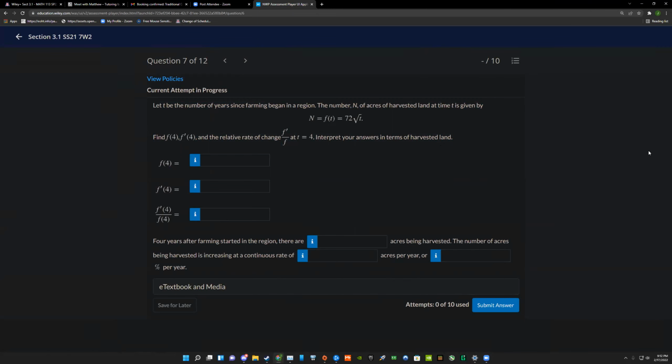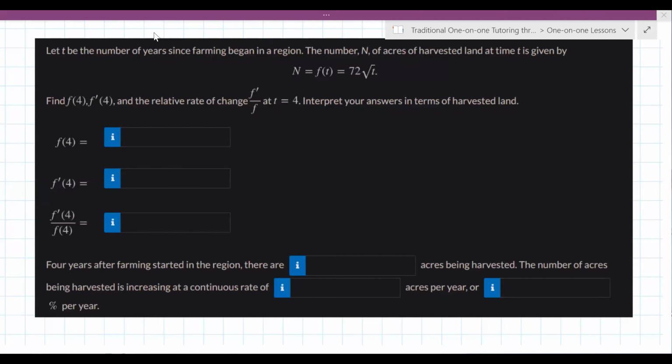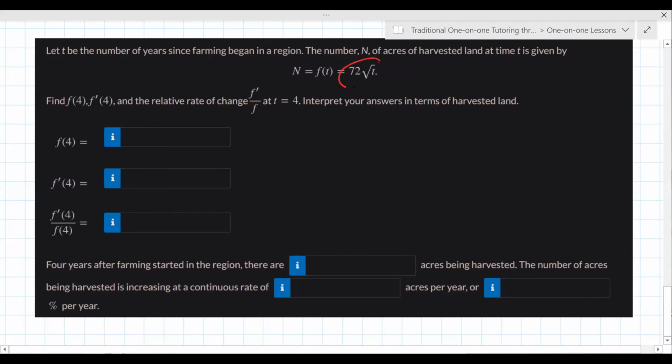All right, so I'm going to share my screen and we'll get through this. So they're giving you some function up here at the top, and part A is to find f of 4. This is not a calculus step. This is just putting 4 in for t. f of 4 is 2 times 2, 144. Just 144.